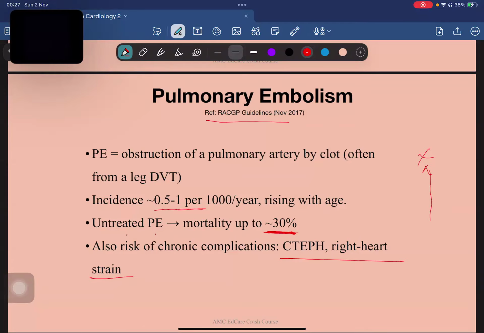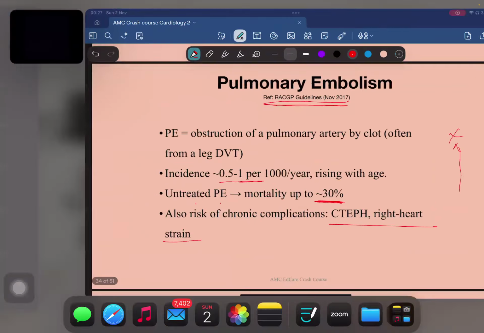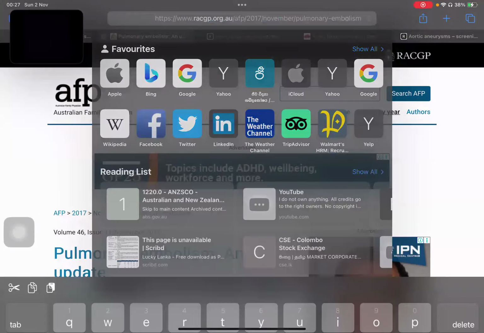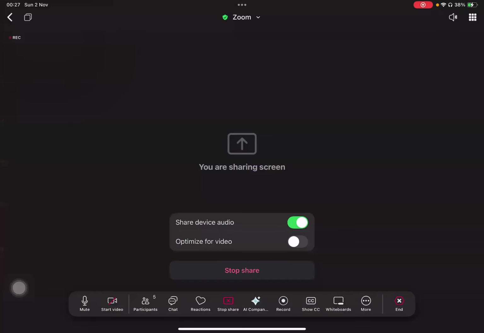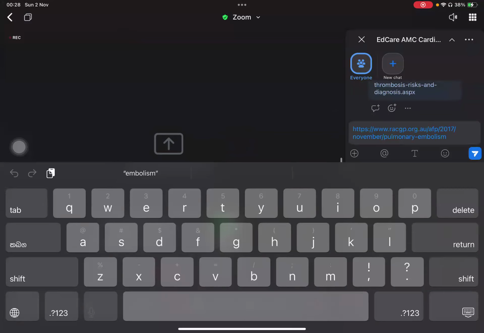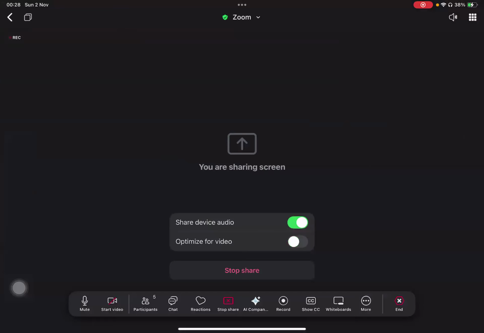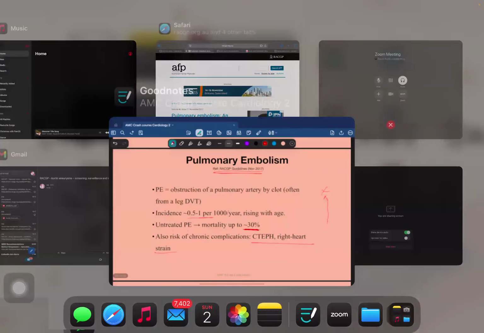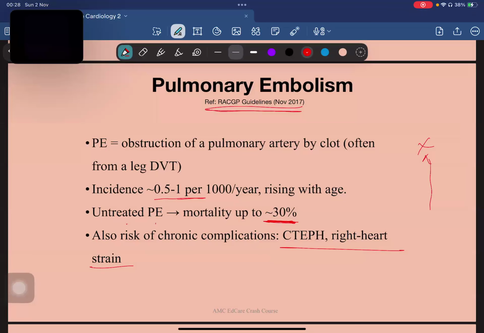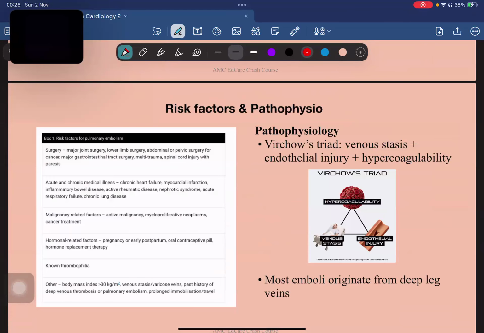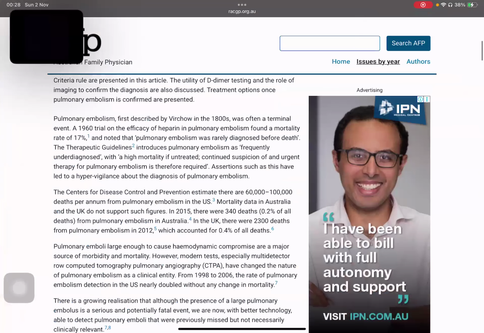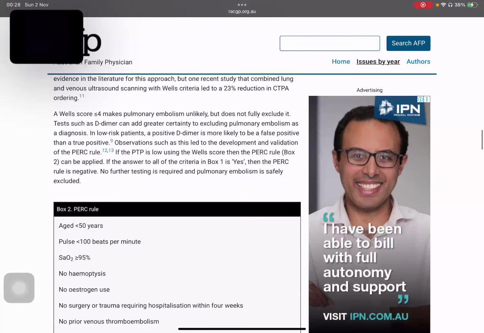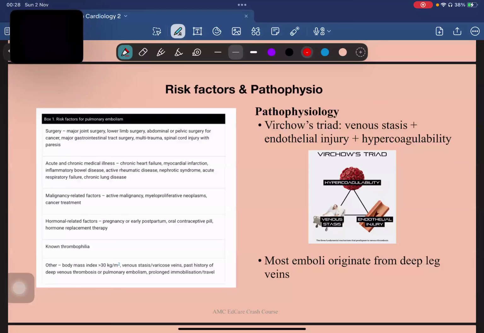And this also I got from the RSAGP guidelines. Before I forget, let me share it on the chat. That is pulmonary embolism. This is what I used. I shared it on the chat. So let's try to just go through this, and this is all from the guidelines I used. The guidelines had a pretty good explanation and some charts and everything that I've used in the lecture. So let's get to this and finish off pulmonary embolism.